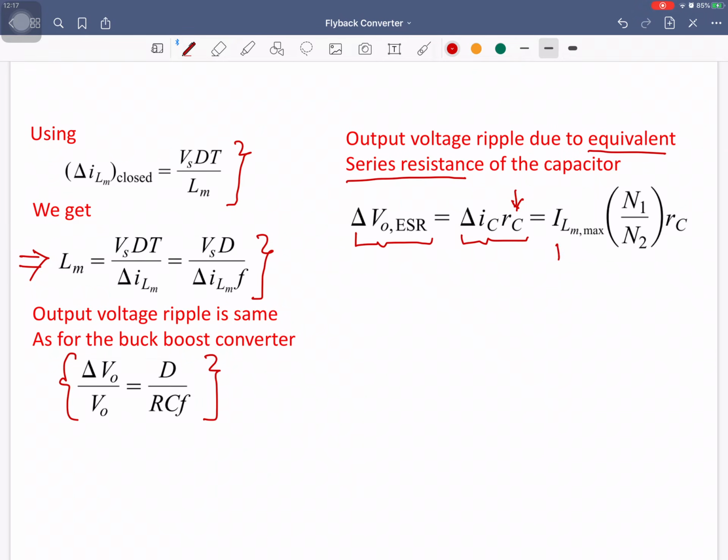So delta IC is this one, the maximum current of your magnetization branch referred to the secondary side by multiplying it by N1 by N2, and then multiplying it by RC.